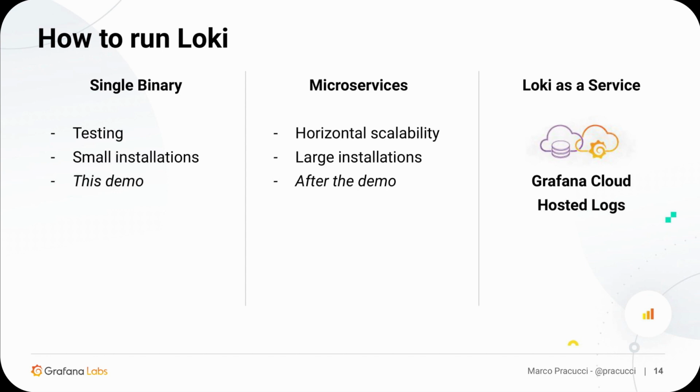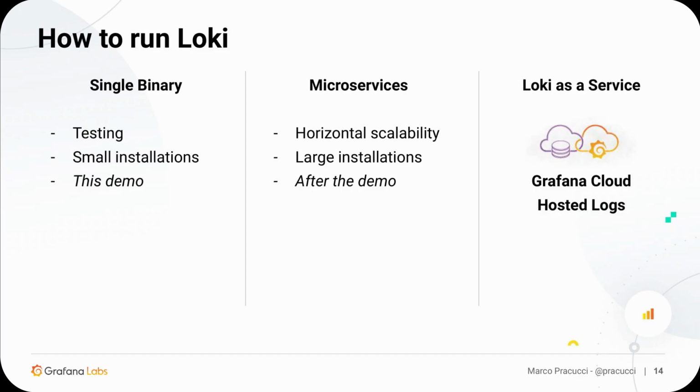The second way is the microservices way. When you run Loki in the single binary, what we actually do is run multiple services within a single process. But what you can actually do is pick each of those services and deploy them separately in order to be able to horizontally scale each of the services which compose Loki. We're going to see the microservices architecture in the second half of the presentation. This is usually used for large installations. It's the way, for example, we run Loki at Grafana Labs.